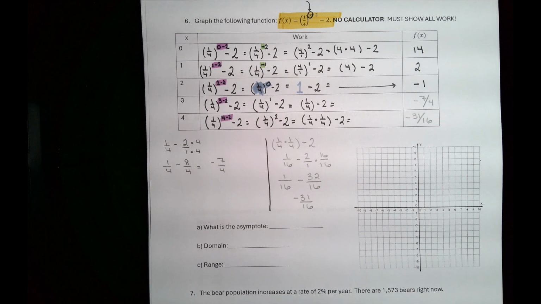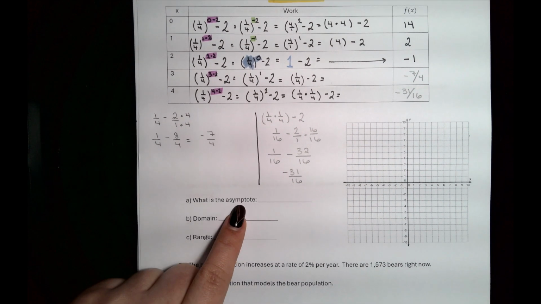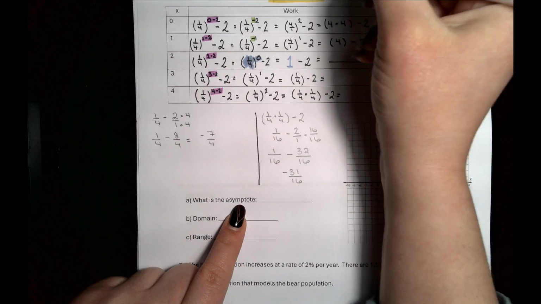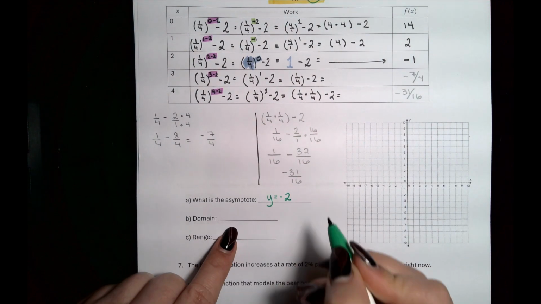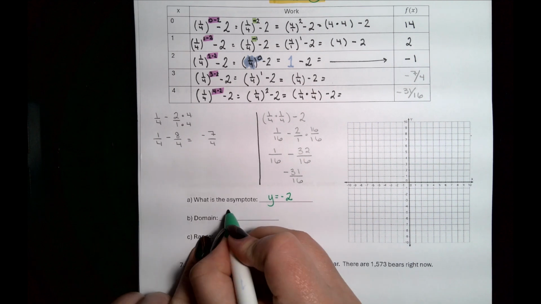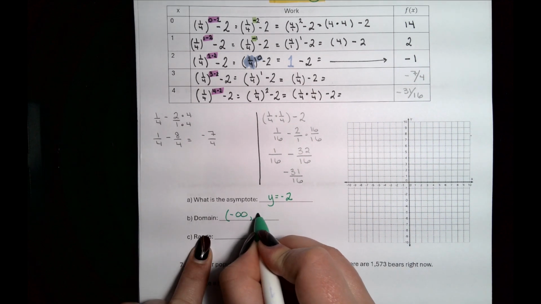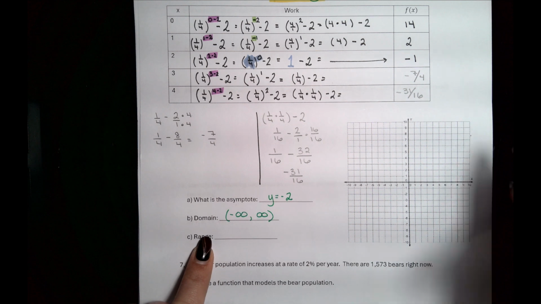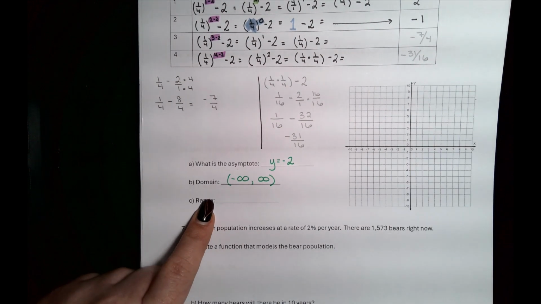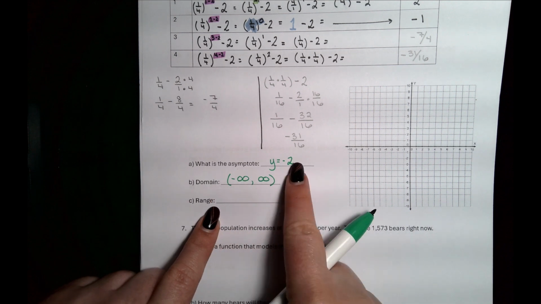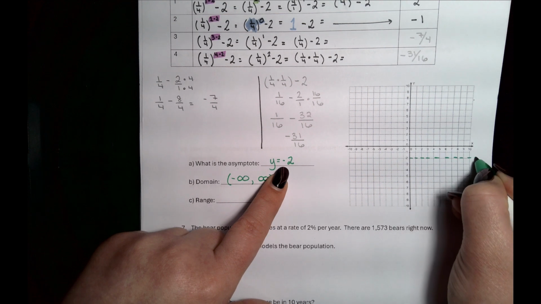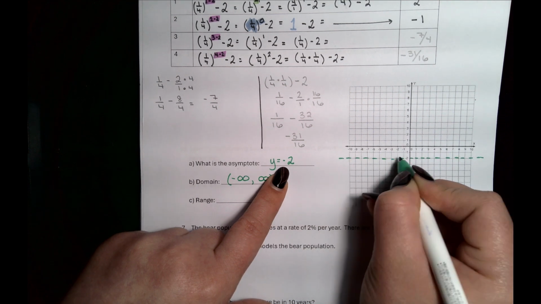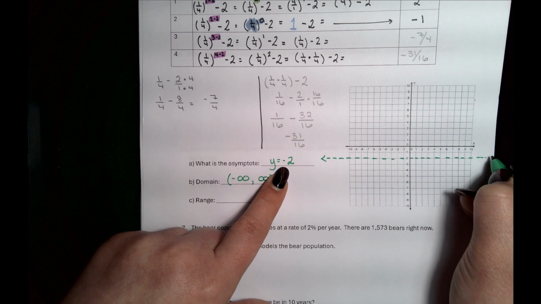And now we're graphing. What is the asymptote? We're going to take a look at our k value. Our k value here is -2, so y equals -2 is my asymptote. For the domain, immediately we just write down -infinity to +infinity. One of the characteristics of an exponential function is that the domain is always from -infinity to +infinity. The range is dependent on the asymptote, so let's find the asymptote. Make sure your asymptote extends out of your graph.